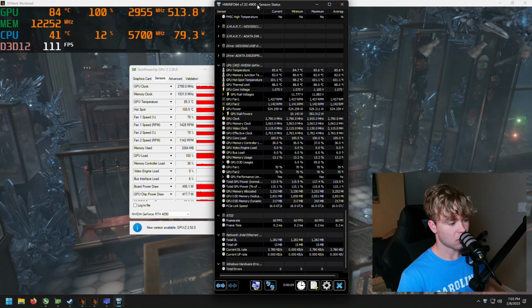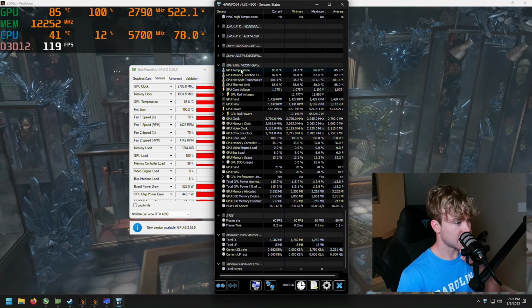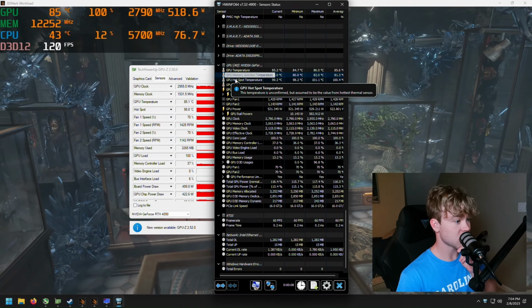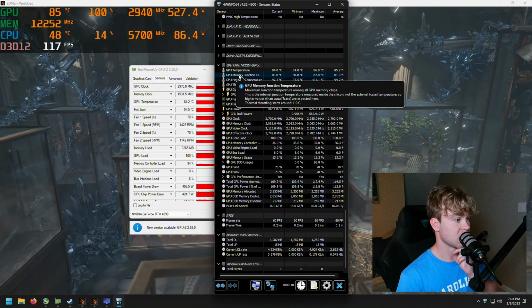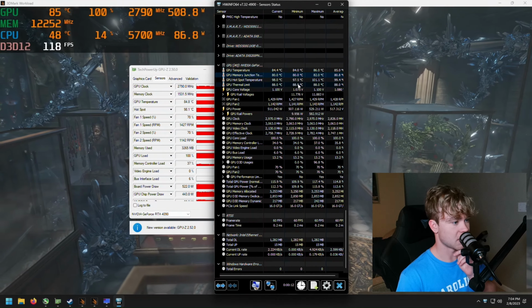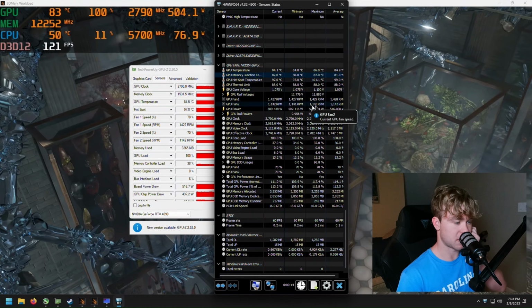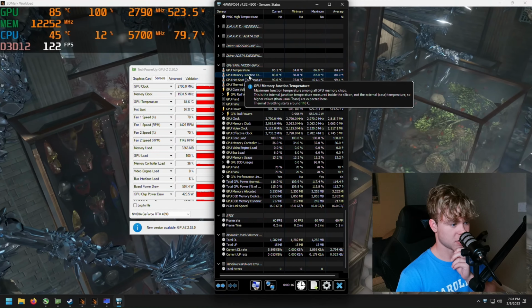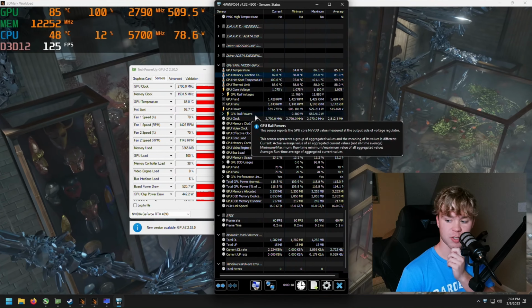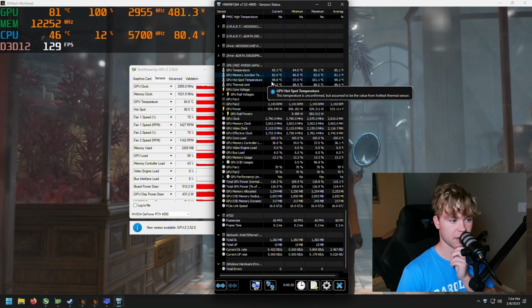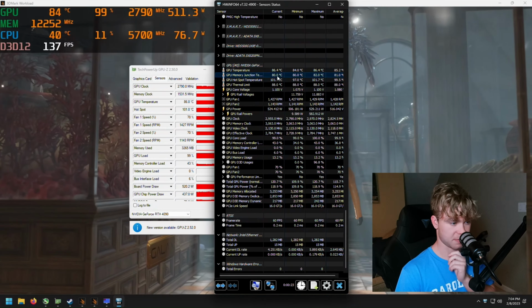And looking here at HWiNFO, we can see that the memory junction is at 82. So that's actually really good. That is a lot better than the GPU temp. You want to keep all of these temperatures as low as possible. But memory junction, definitely you want to keep lower, just because memory can die if it's really hot, but typically it's not even this hot.